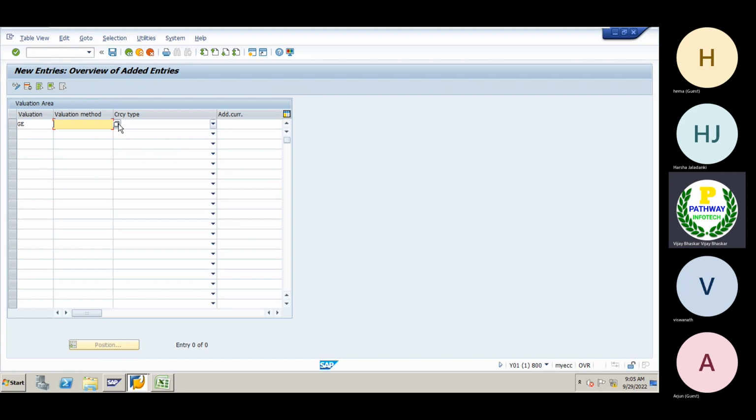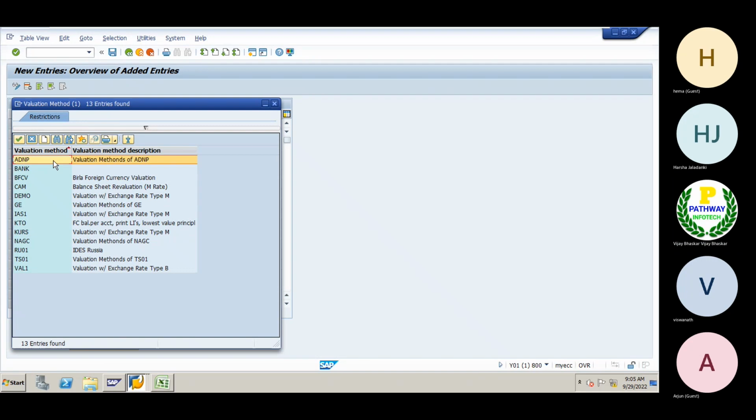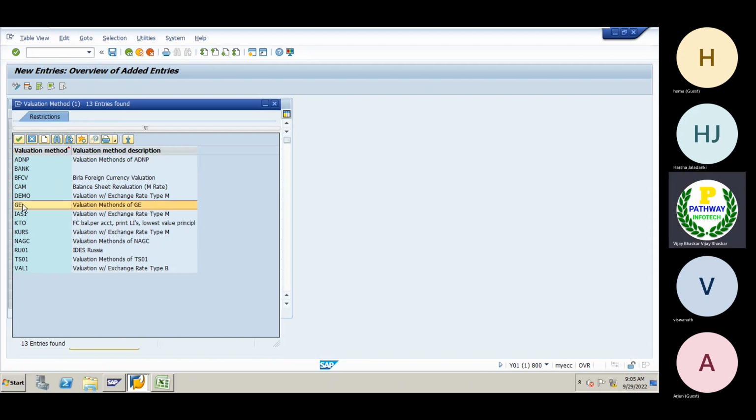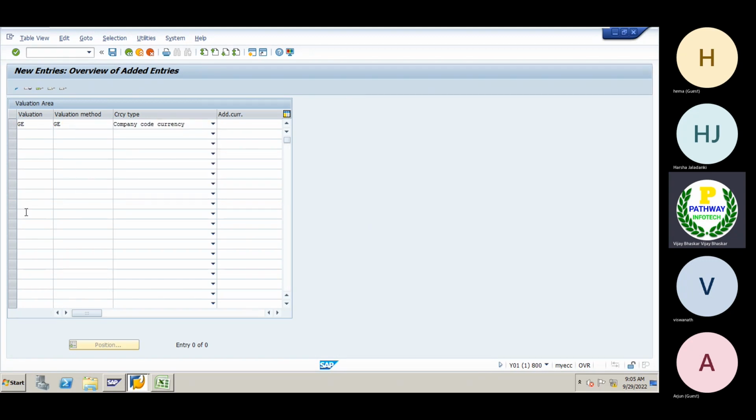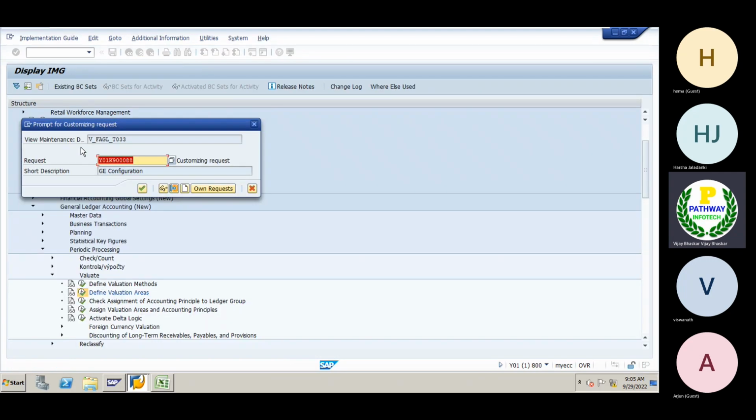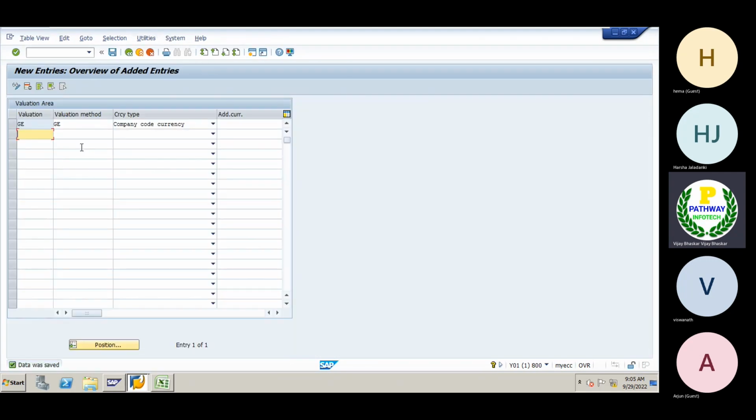The valuation method doesn't require... Okay, the valuation method GE we have selected, so we need to assign the valuation method. Here the currency is the company code currency. For that company, based on the company code currency, we want to perform the foreign currency revaluation. The company code currency is 10, which is the local currency. Then the next one is a check.